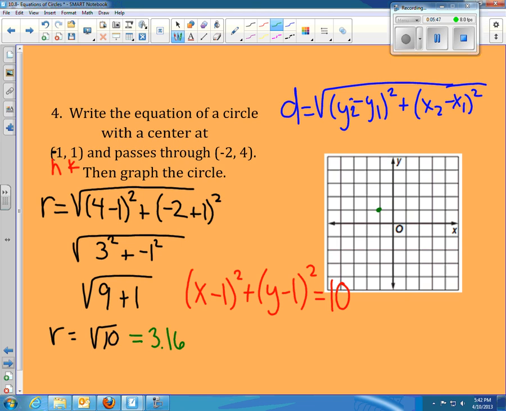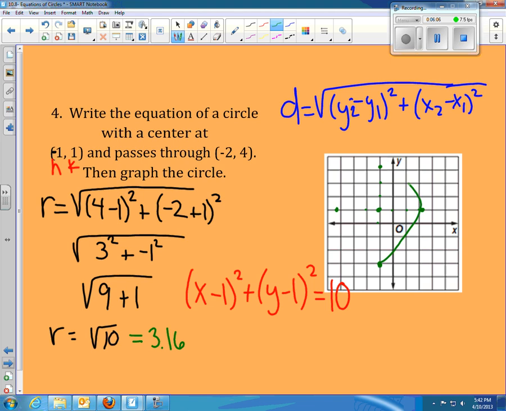All right, so we have our center graphed, and now we're going to use our radius to help us draw. So our radius is a little more than 3. So if I count out 1, 2, 3, and a little more, that's going to be a point on my circle. And I'm going to do that in all 4 directions.